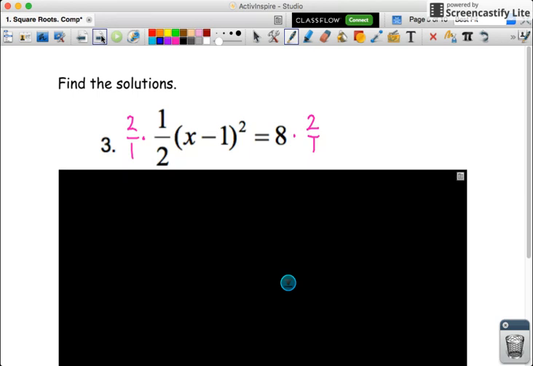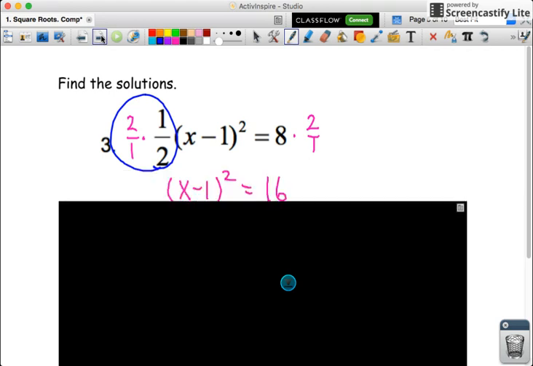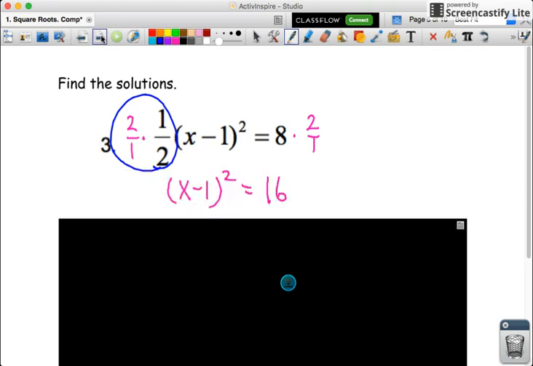It looks tricky. However, anytime I have a fraction, I know I can multiply by its reciprocal. Technically, this is the same thing as dividing by 1/2. But I do want you to start thinking about when I divide by a fraction, it's the same thing as multiplying by its reciprocal. So I multiply both sides by 2. This leaves me with x minus 1 squared is equal to 16.